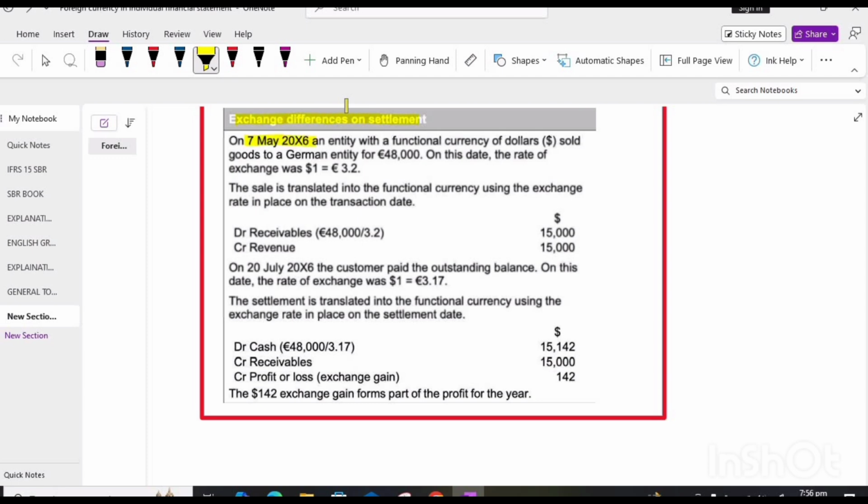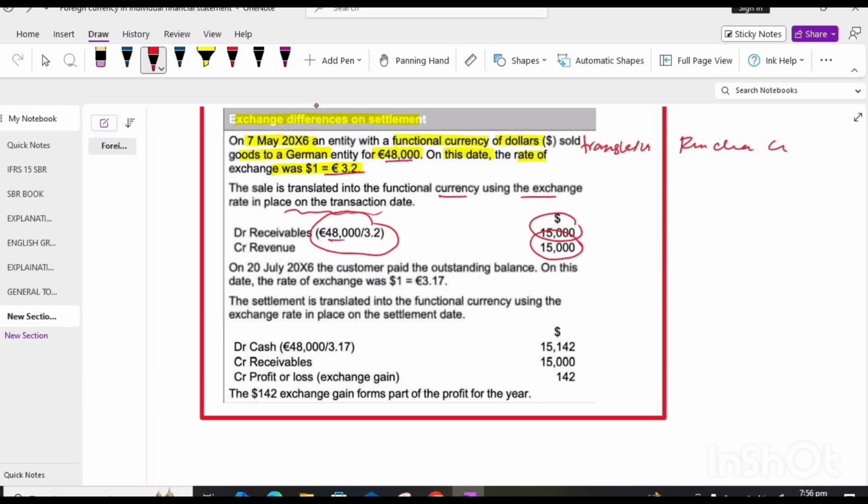On 7th May 2006, the entity with the functional currency of dollar sold goods to a German entity for 48,000 euro. On this date, the rate of exchange is this one. So what do you do? You have to translate this amount using this rate. So that will be your translation to functional currency. The sale is translated to functional currency using the exchange rate in place on the transaction date. So when you translate this amount, you will have receivable and revenue of 15,000.